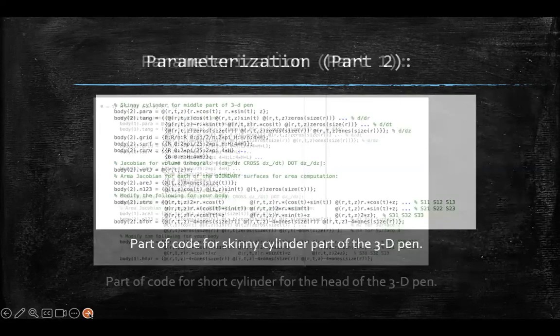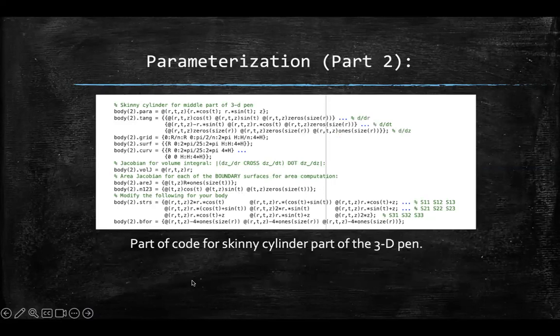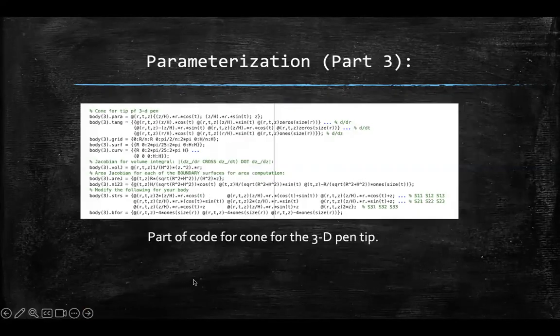And in this slide, it's just the parameterization part 2. This is the part of the code for the skinny cylinder part of the 3D pen. The process of this code is the same as from the last part. And here, this is my parameterization part 3. This is the part of the code for the cone for the 3D pen tip. The process of this code is the same as from the last two parts.